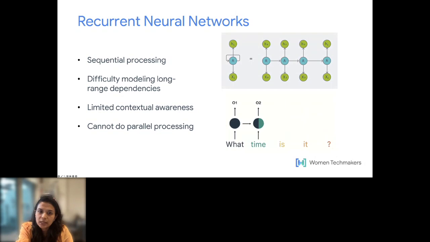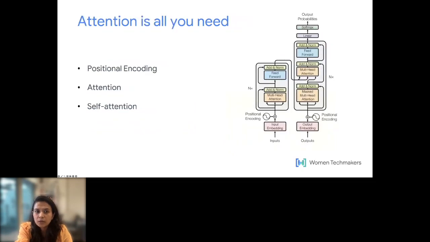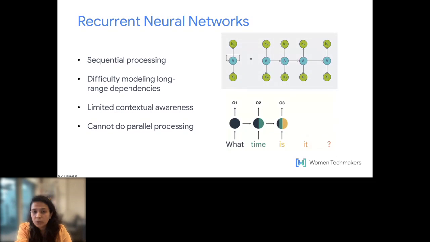Now we feed is to the neural network, and then is will take the context of time and what. Then we feed it, and it will have the context of is, time, and what. And then the last token is the question mark, which will have the context of what time is it, all of it. If you see the color distribution here in the question mark, it has very less context of what.